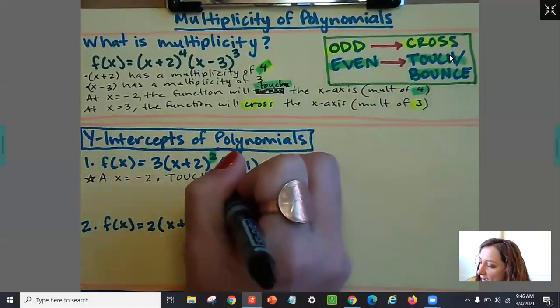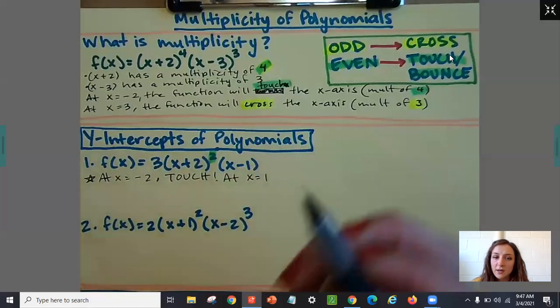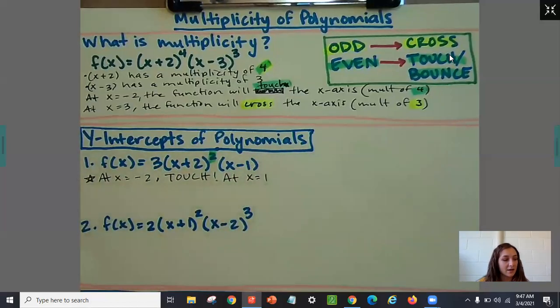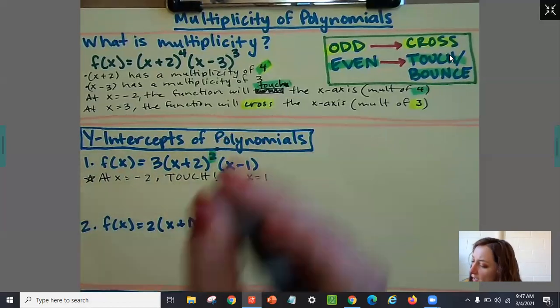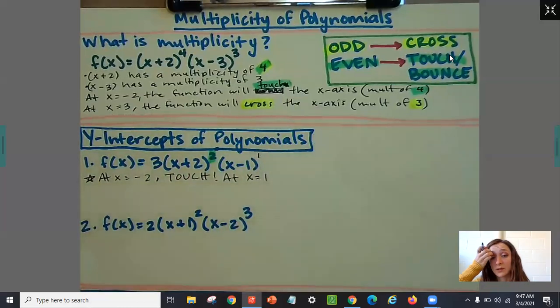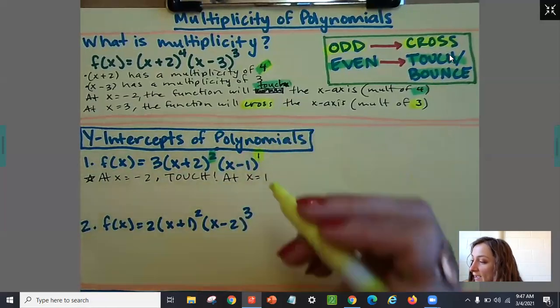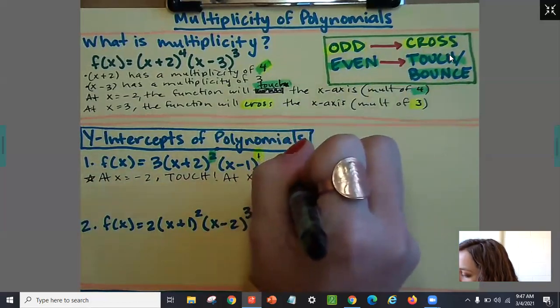Okay, and then at x equals 1, this actually has a degree of 1 here. It has an exponent of 1. It's not 0. If it was 0, then that just wouldn't be there at all. So since it has a degree of 1, that means our multiplicity is 1. And since 1 is odd, that means we're going to cross. So at x equals 1, it's going to cross.